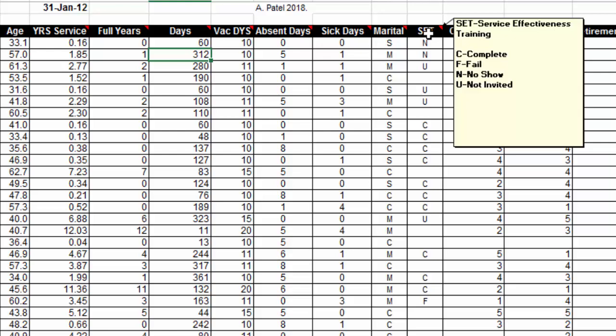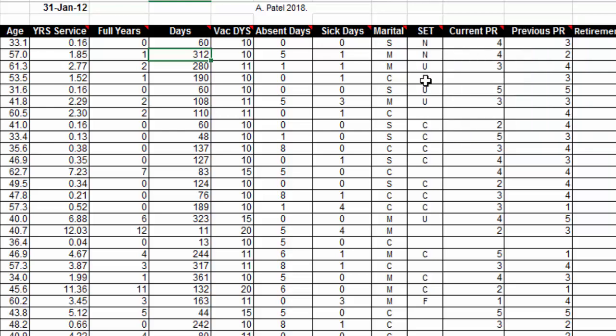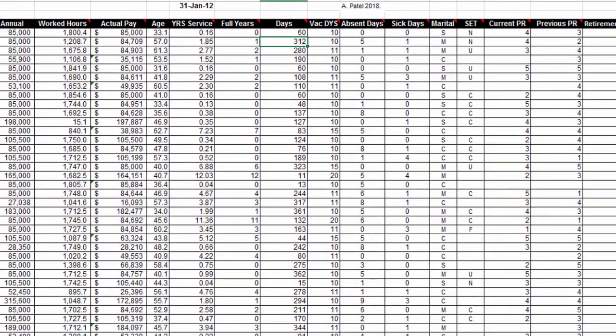And the hospital at one point realized that our service standards are not where they need to be in terms of healthcare. So people who actually were invited to the training, received it, and completed it, they would have a code C. If they were invited and they came and they failed, it would be F. If they were invited and they never showed up, that would be an N. And U means they just never qualified for it. Okay, and if it's a blank, it just means the person's terminated well before the training was ever offered, right?